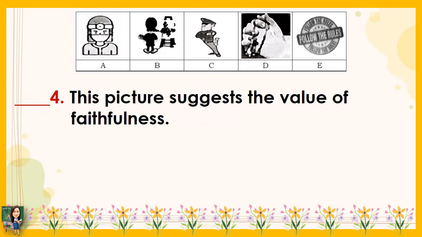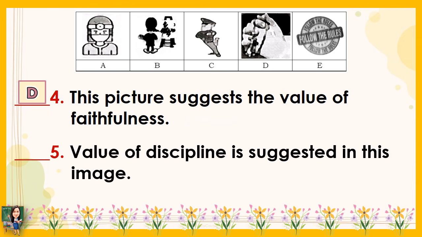Number 4. This picture suggests the value of faithfulness. Is it A, B, C, D, or E? Very good. The answer is picture letter D. And number 5. The value of discipline is suggested in this image. Is it A, B, C, D, or E? Very good. The answer is letter C.